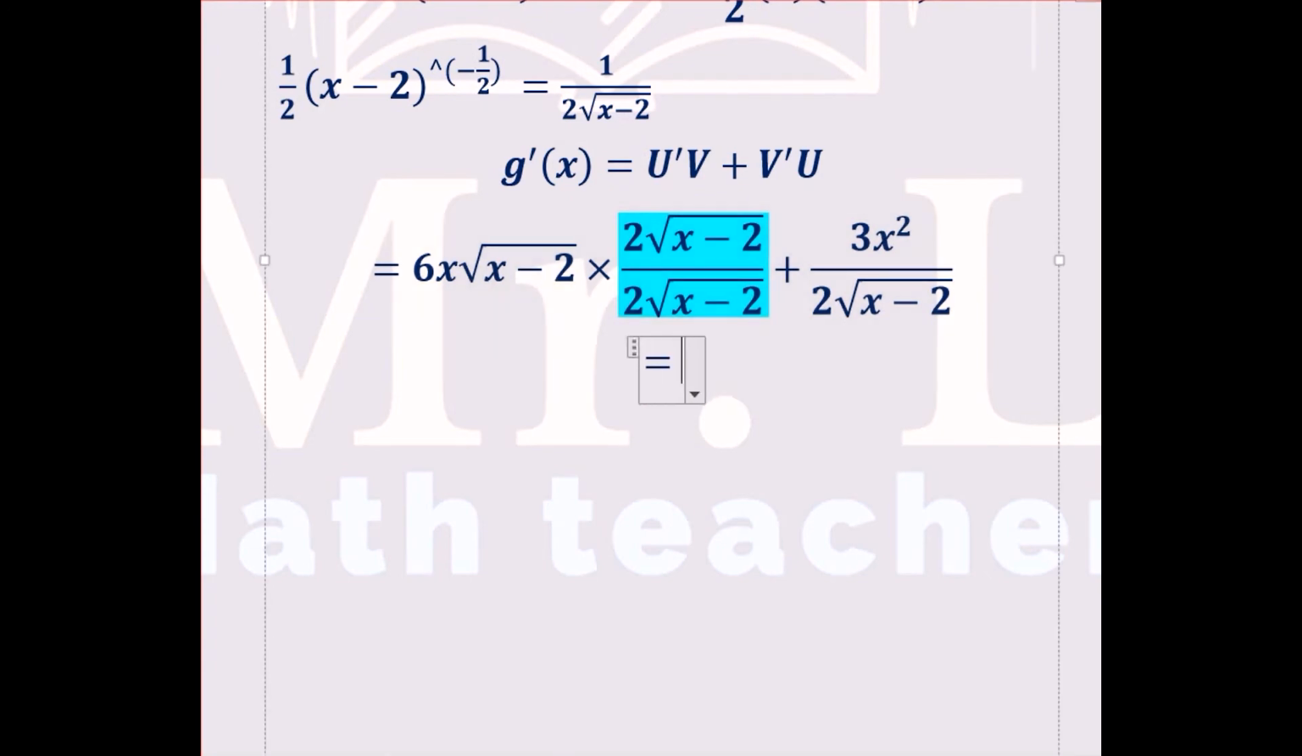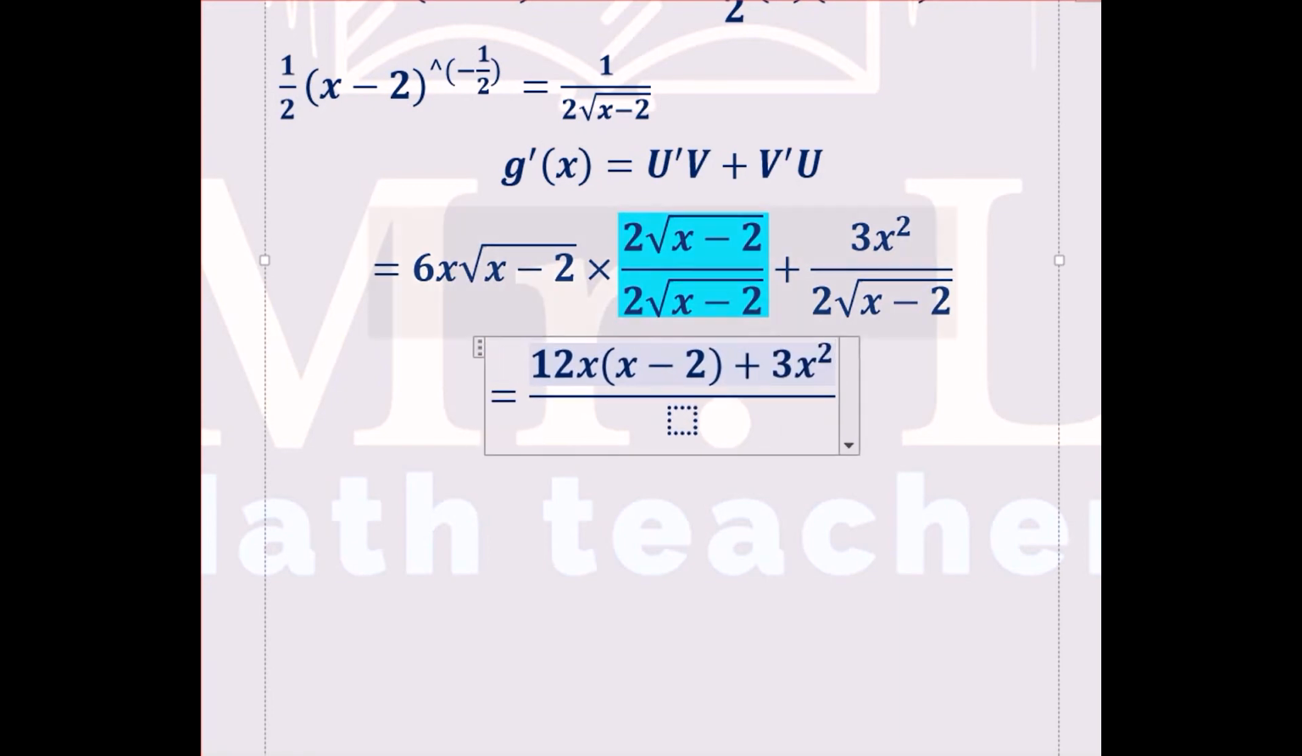So this is equal to 6x times 2, this will give 12x, radical x minus 2 times radical x minus 2 will give x minus 2, plus 3x power 2, divided by the common denominator, which is 2 times radical x minus 2.